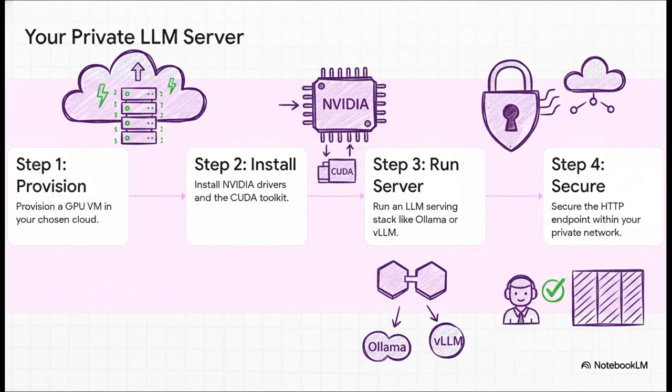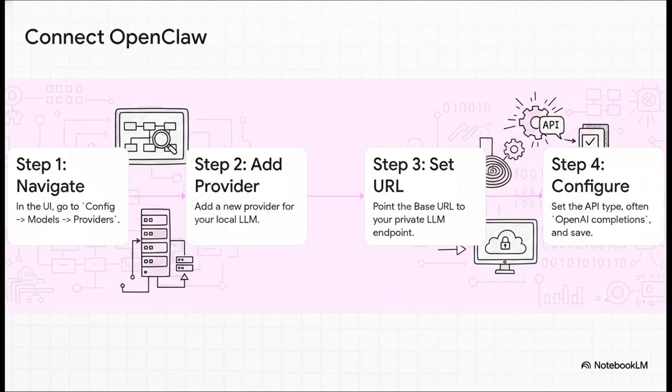Step 1, you provision your GPU virtual machine in whatever cloud you've chosen. Step 2, you install the necessary NVIDIA drivers and the CUDA toolkit. That's a must. Step 3, you run an LLM serving stack, something like Llama or VLLM, which basically turns your model into an API. And finally, and this is critical, you secure that endpoint so that only your agent can actually access it.